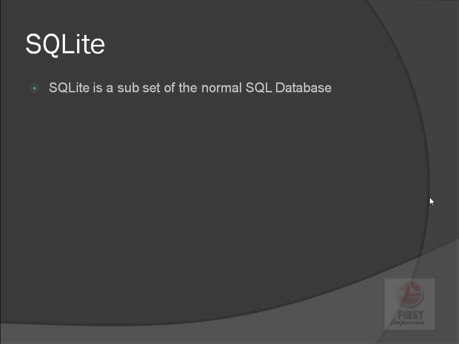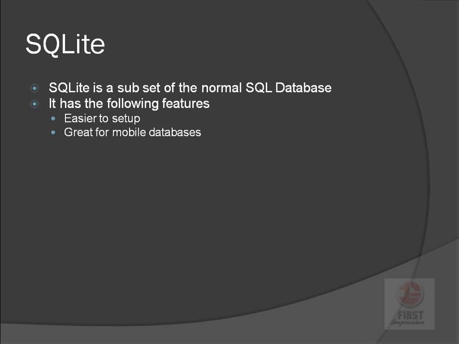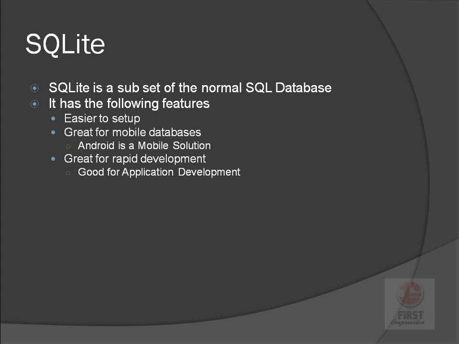SQLite is a subset of the normal SQL database. It has the following features. First, it is easier to set up. Second, it is great for mobile databases, and Android is a mobile solution, so it is very good for Android as well. Third, it is great for rapid development. It is great for embedding inside an application.